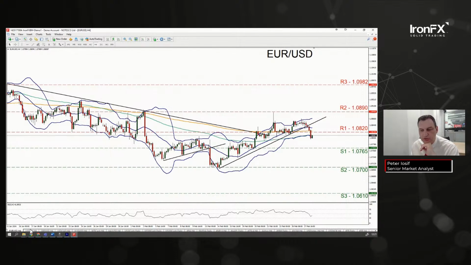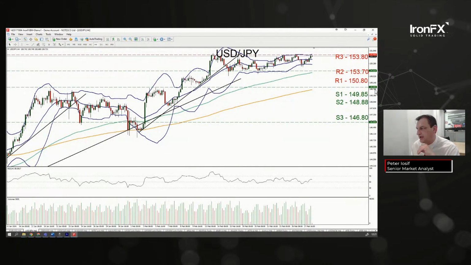Let's have a look at USD/JPY, which remained rather sideways in the past few days, and actually still is.